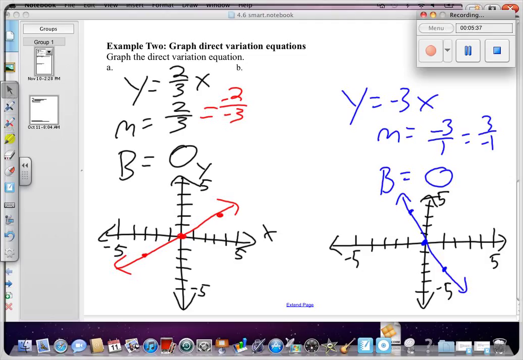We understand that we started at our y-intercept, and then from that point we follow our slope, yes? And you guys have to practice this. You've got to do your homework so that you become proficient in this.